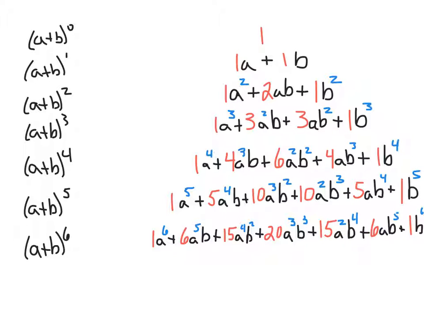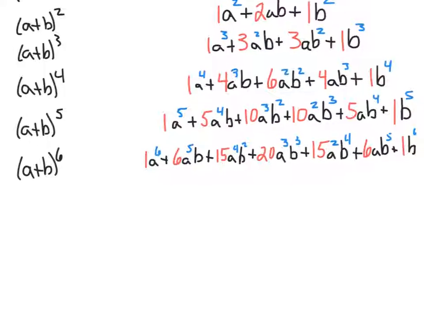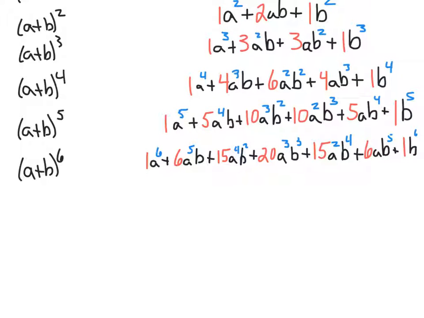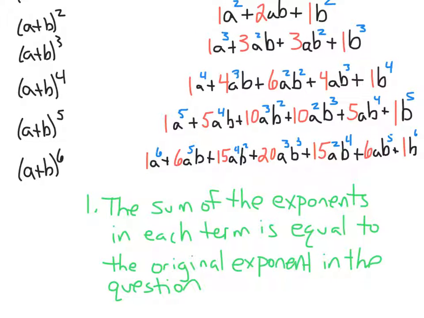Okay, so two things to keep in mind here. Firstly, the sum of the exponents in each of the terms is equal to the original exponent in the question. I couldn't figure out a better way to say that. Every term in the 6th row expansion, or I guess it's kind of the 7th row expansion, has exponents that add up to 6. 6 plus 0, 5 plus 1, 4 plus 2, 3 plus 3, etc.